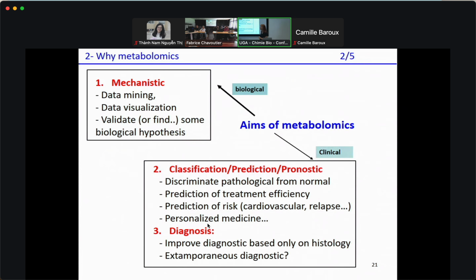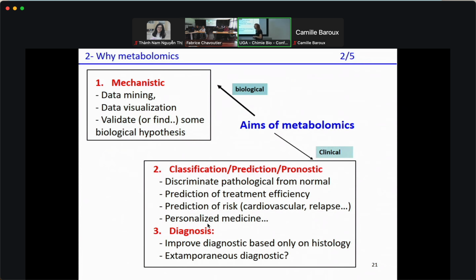As I said, metabolomics is static. This is not dynamic. But if you find metabolites which are dysregulated, this gives you some biological hypothesis that you will study further. So this is the biological part of metabolomics, but this is mainly used for classification, prediction, and prognosis to discriminate pathological from normal.